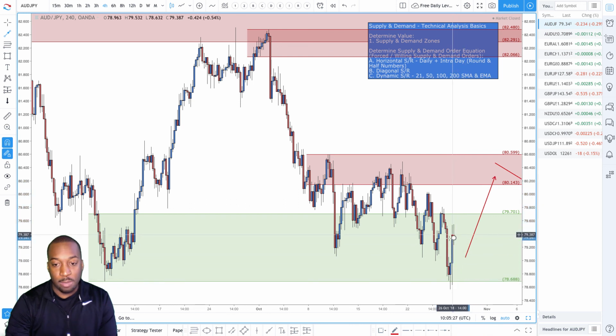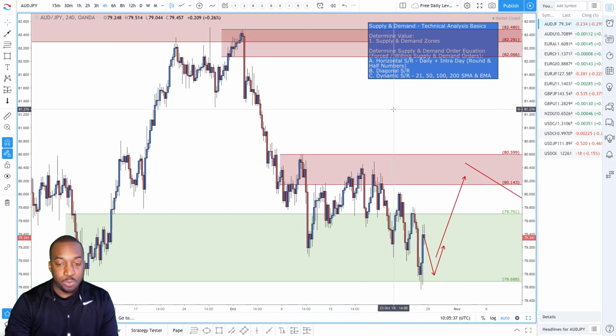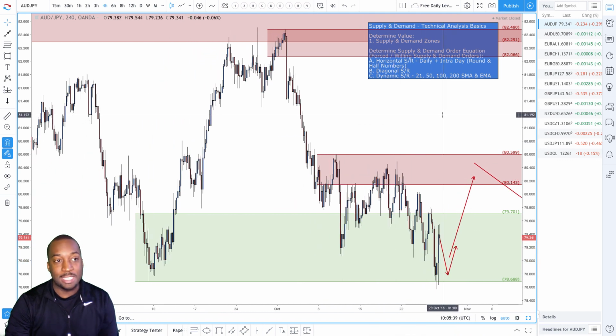So just look for prices to maybe, you can either take it now, or you can wait for prices to retrace a little bit before looking to get long, right? So that's pretty much the analysis on the major currency forex pairs, for supply and demand zones for this week.